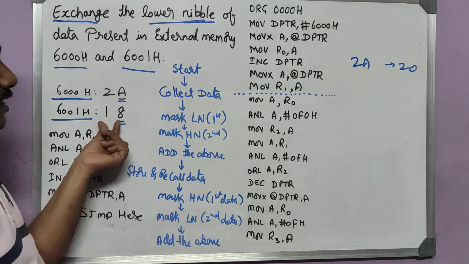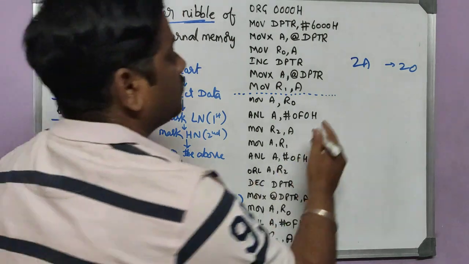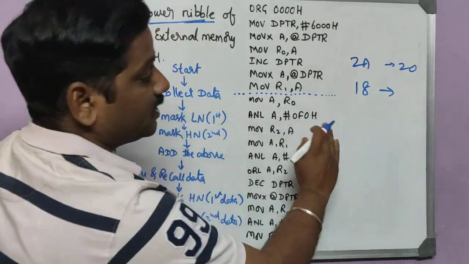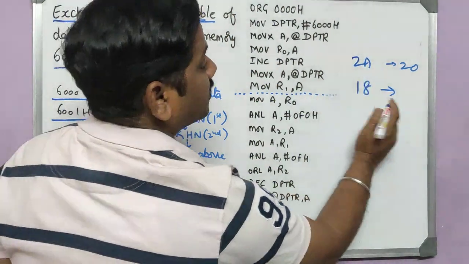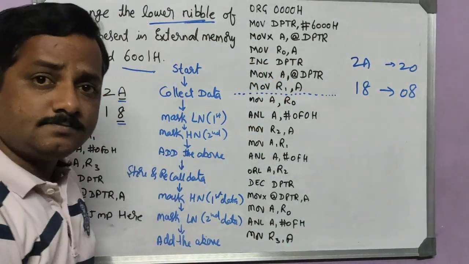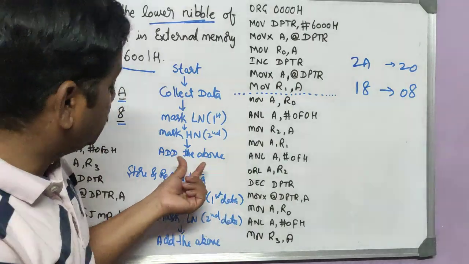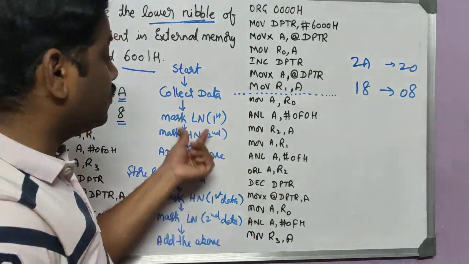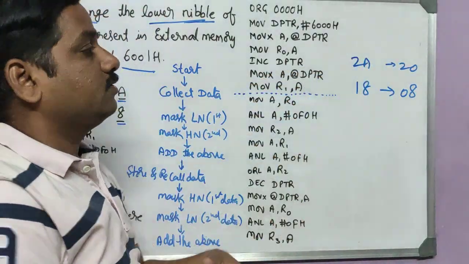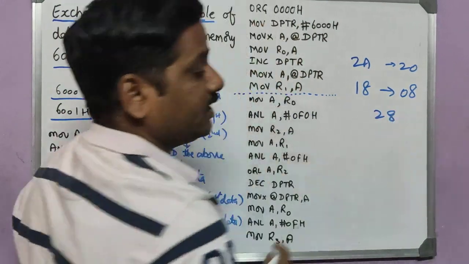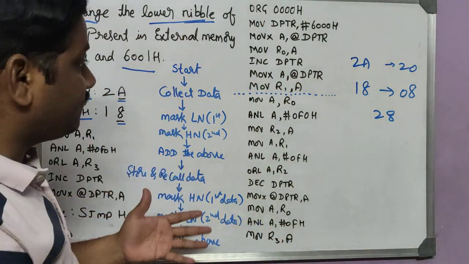This is the second data, I need to mask the higher nibble. So 18 is the second data, I need to mask the higher nibble, I need to cover this. So we get 08. Right, after doing this, just add both of the above data, add these two. So when we add this, you get 28. Right. So that is the first result.